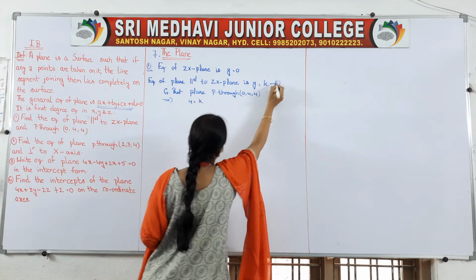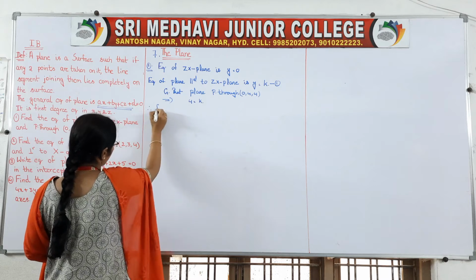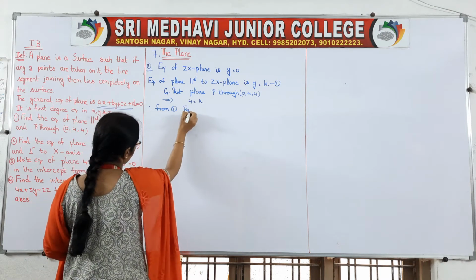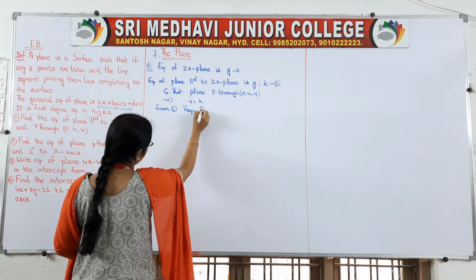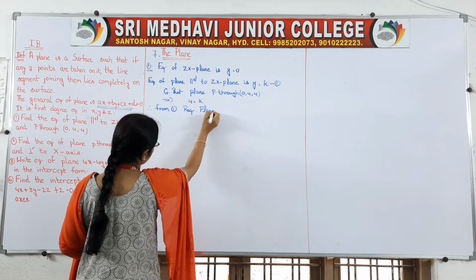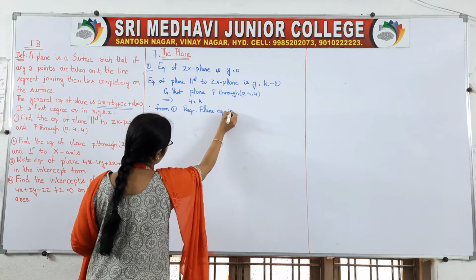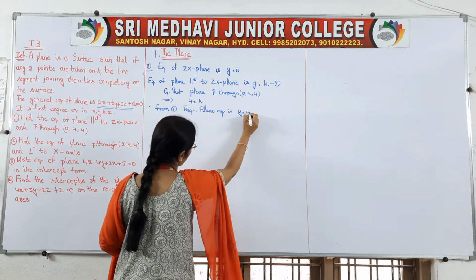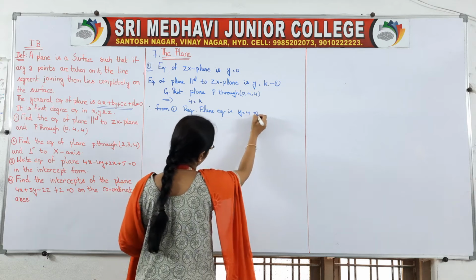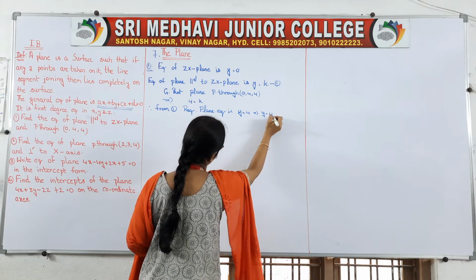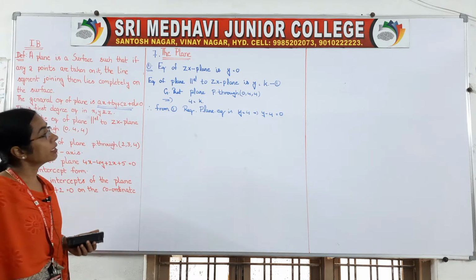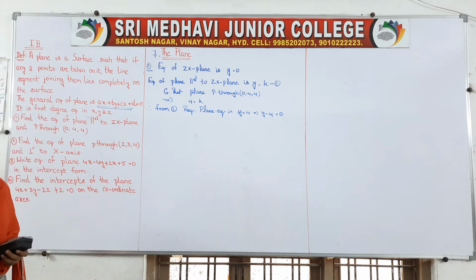Therefore, from 1, what is the required plane equation? The required plane equation is y = k, and in k's place we got 4, right? This implies y - 4 = 0. Okay, this is our first question, a simple question.